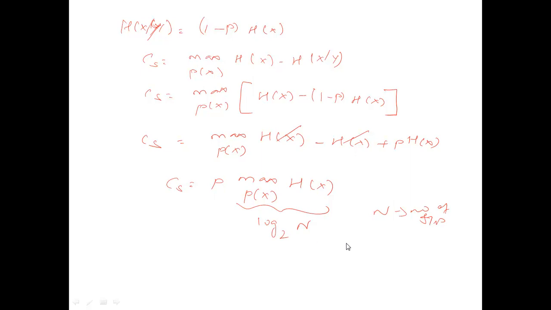We know N is equal to 2. So CS equal to p log base 2 of 2, and this is nothing but 1. So from this, CS is nothing but p. So the channel capacity for the binary erasure channel is only p. Directly you can calculate this value.